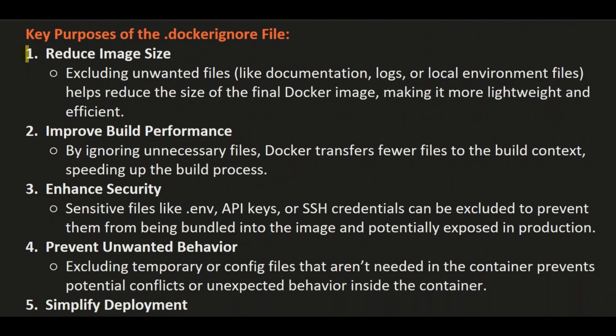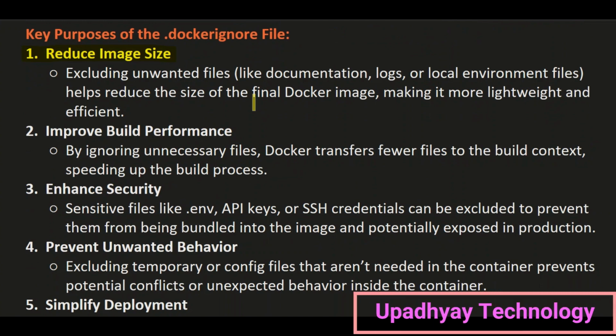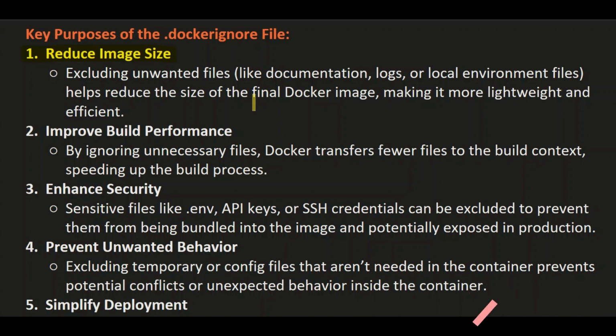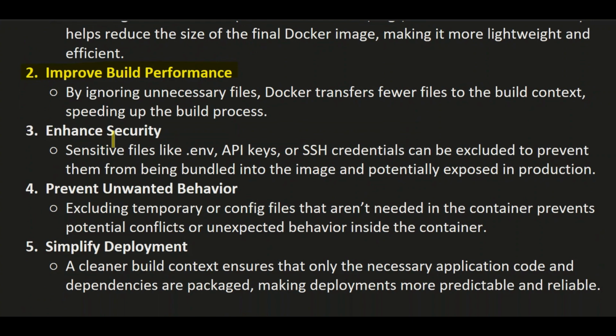Key purposes of the dockerignore file. 1. Reduce image size. Excluding unwanted files like documentation, logs, or local environment files helps reduce the size of the final Docker image, making it more lightweight and efficient. 2. Improve build performance. By ignoring unnecessary files, Docker transfers fewer files to the build context, speeding up the build process.